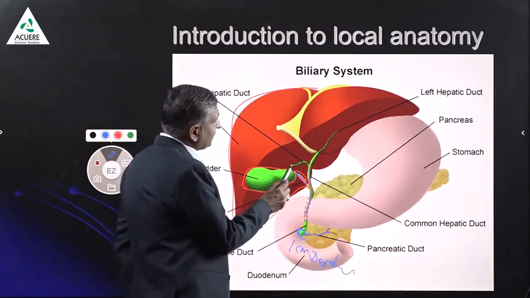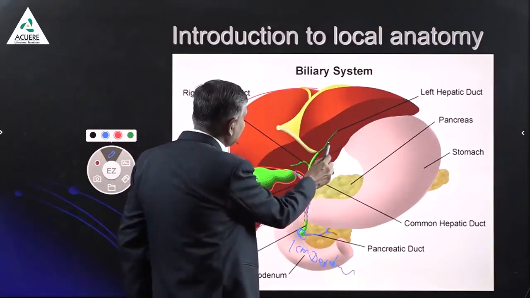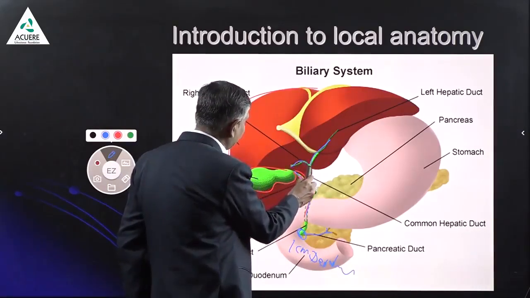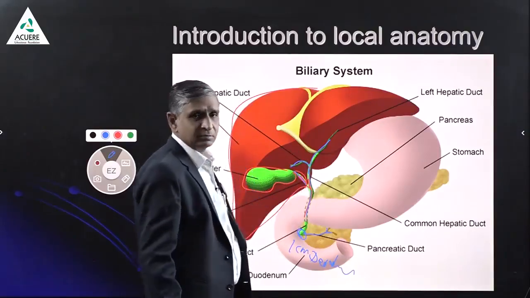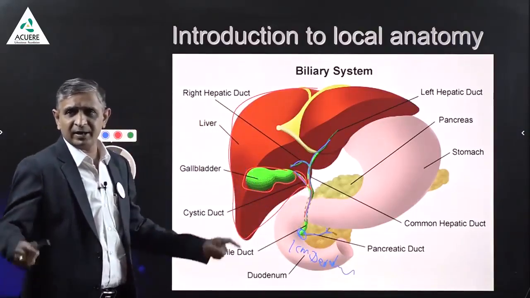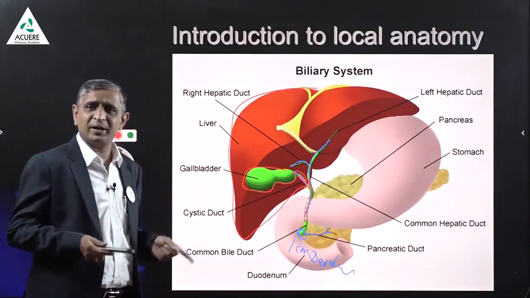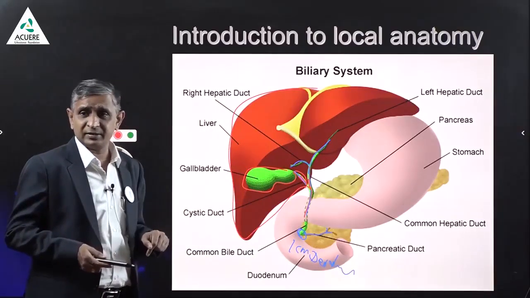Then this is the left hepatic duct. This is the right hepatic duct. This is the common hepatic duct. Right hepatic, left hepatic, common hepatic, plus the cystic duct.